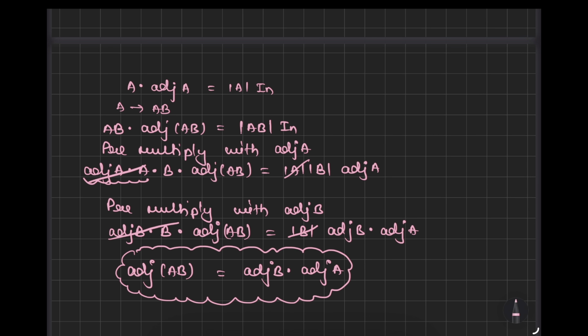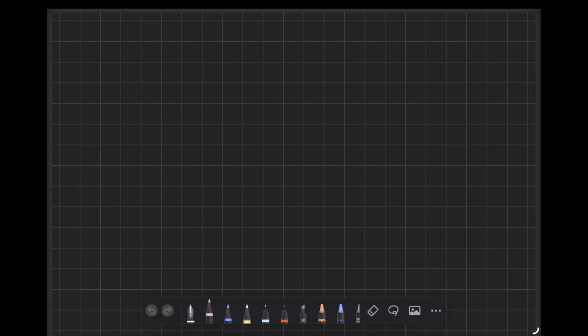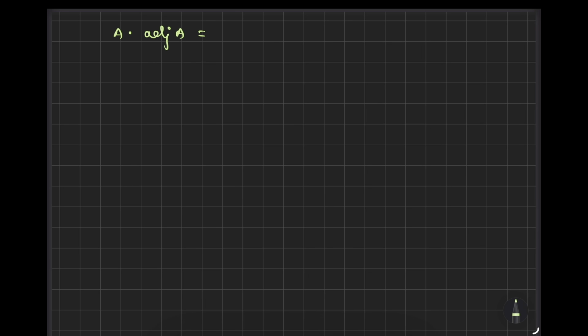Okay, I hope till this part you guys are super comfortable. Okay, there is one more property. Please have patience. Now you know that A times adjoint of A is determinant of A I n. Now I want to replace A with K times A. Okay, for time being just go with the flow. Later I'll connect all the dots.